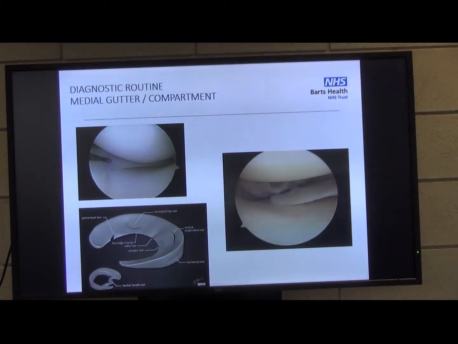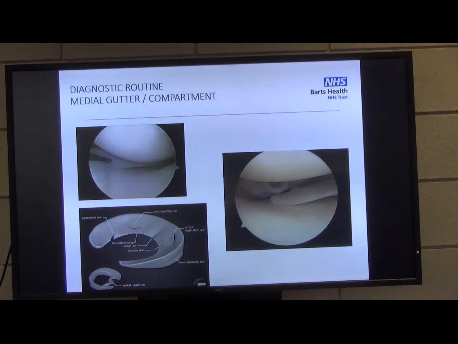So after looking at the patellofemoral joint, I go medially, so I look in the medial gutter. Again, you can find loose bodies there. And then I enter the medial compartment. At this stage, I'm thinking of extending the knee and applying some valgus force to open up the medial compartment a little bit.